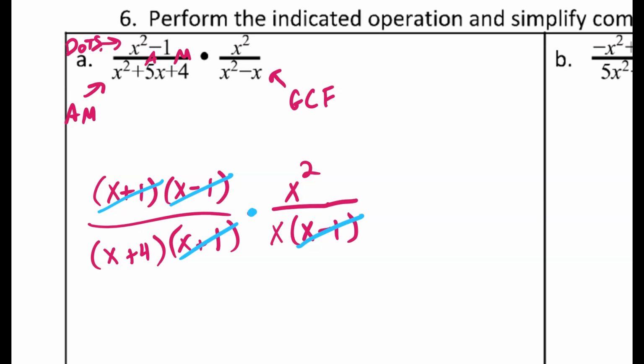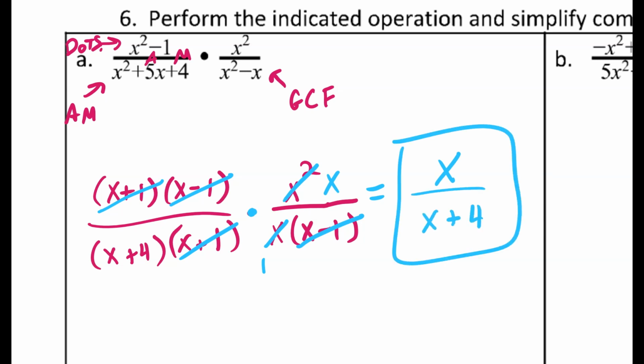Notice that you also have an x squared and an x. If I divide those both by x, that denominator becomes 1, and that x squared just becomes an x. So all you're left with, if you look in the numerator, is just an x, and in the denominator, your last factor is x plus 4. So this is as far as I would be able to simplify it once I've multiplied straight across.